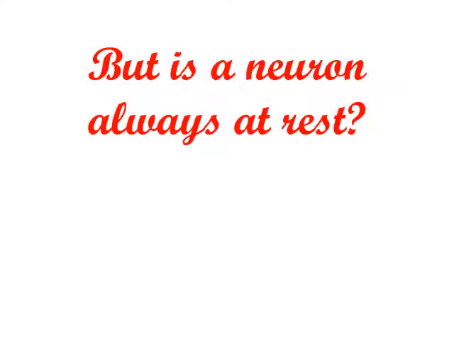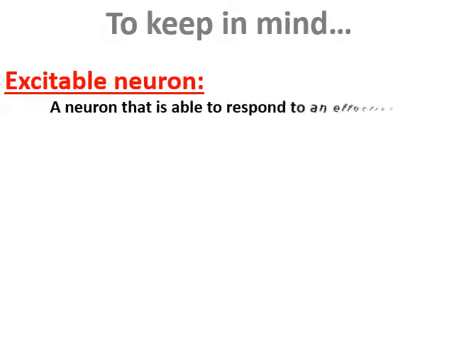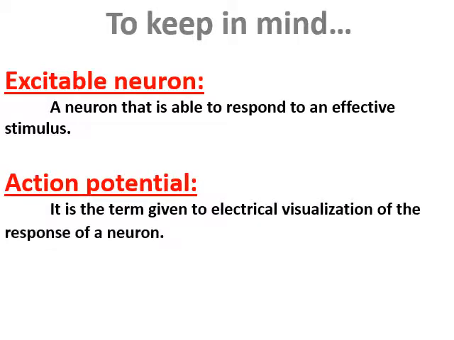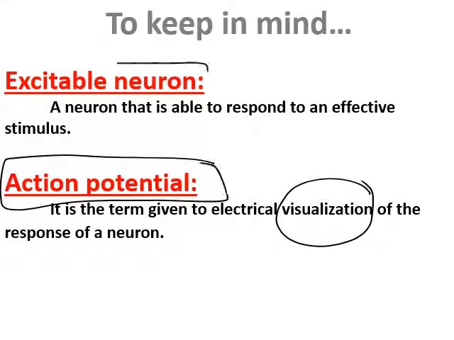But is the neuron always at rest? Some notes you have to keep in mind here. What is the meaning of an excitable neuron? A neuron that is able to respond to an effective stimulus is called an excitable neuron. What is the meaning of an action potential? It is the term given to the electric visualization of the response of a neuron. First, the excitable neuron, and second, the definition of action potential.